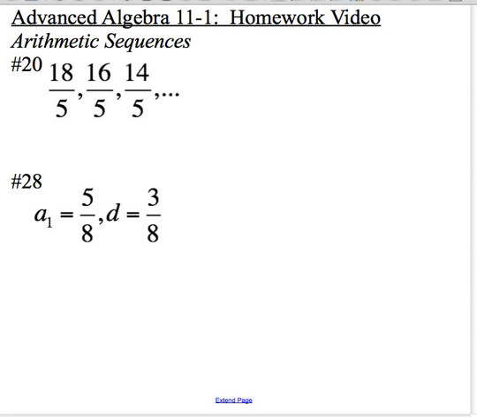This is Advanced Algebra, Chapter 11, Lesson 1, homework video. We're going to look at 4 problems. The first being number 20. It's supposed to find the next 4 terms in the arithmetic sequence.